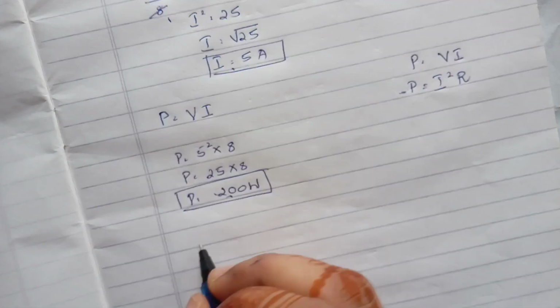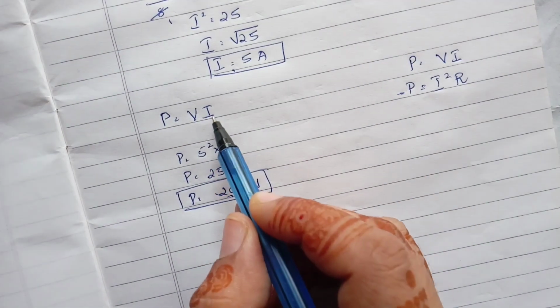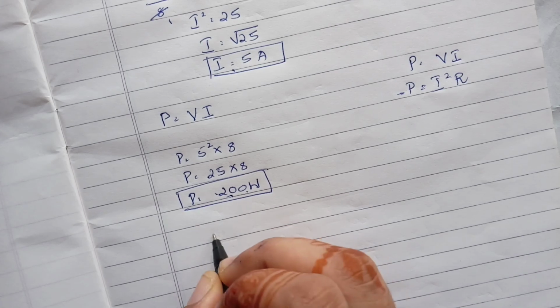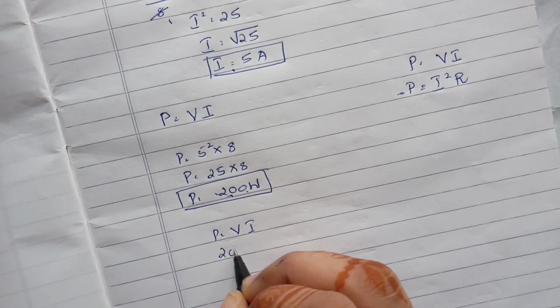Now I need to find V. So what I'll do is, this same value I'll just put in this formula. So P is equal to VI. I need to find V. My P value is 200.